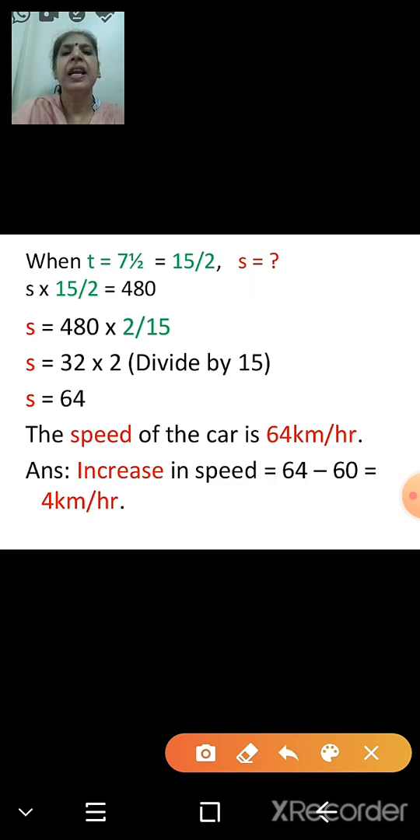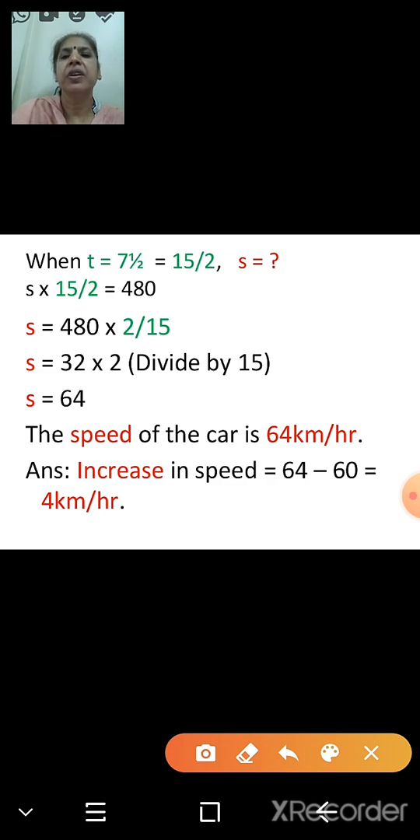And we have to find S. Now what we are going to do with these values? Substitute in the equation St is equal to K. S we have to find, and T is 15 upon 2. We have solved that 7.5 is 15 upon 2. So S is equal to 480. 15 upon 2 will go to the other side of the equality and become its reciprocal, 2 upon 15. So 480 multiplied by 2 upon 15.